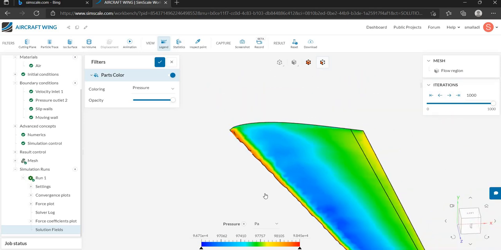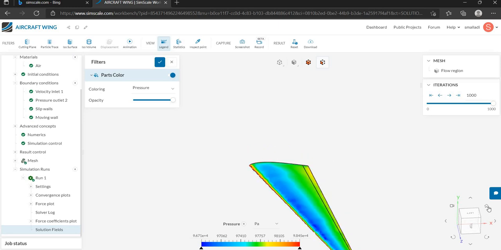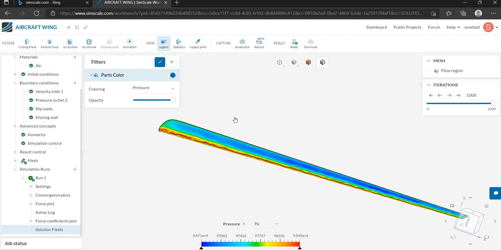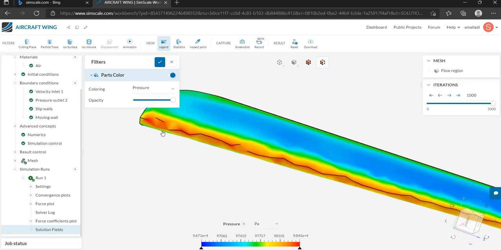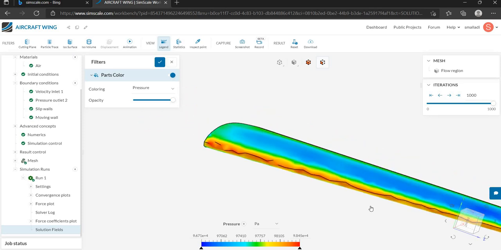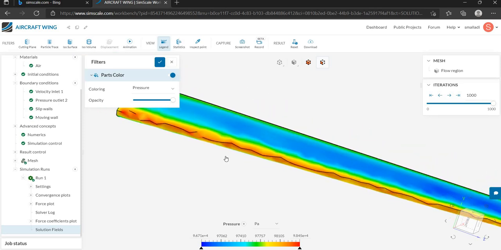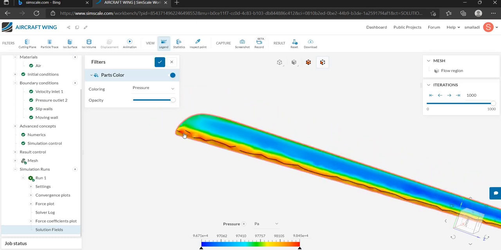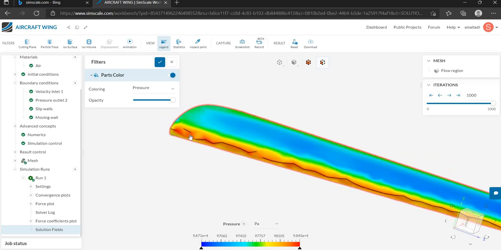As you can see, the leading edge of the wing is represented by red color, which shows that the pressure at the leading edge of the wing is high.